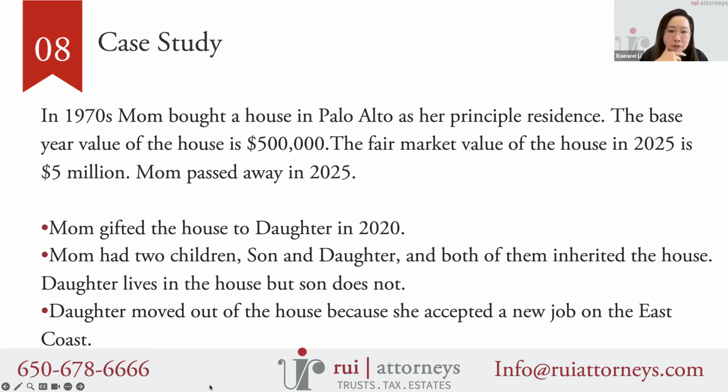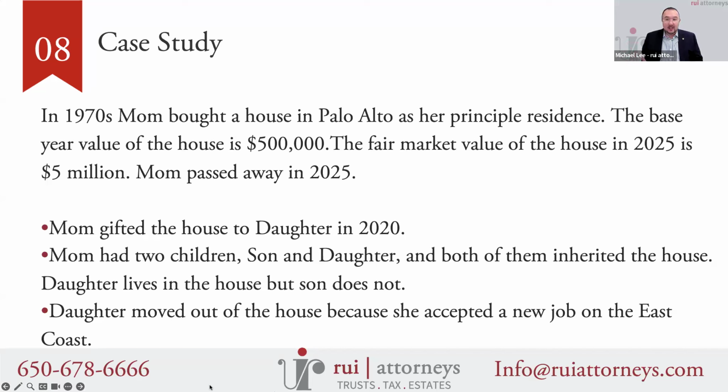So for the example, we have the same scenario. Again, mom bought this house and the base value is $500,000 and the fair market value now is $5 million. And so the first one is if mom gifted the house before she passed away, and mom gave the house in 2020 before the passing of Prop 19. Michael, what would that cause? Well, the dates matter.